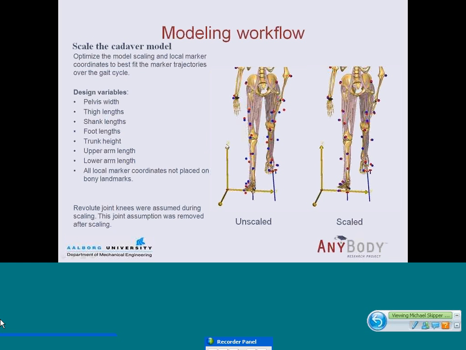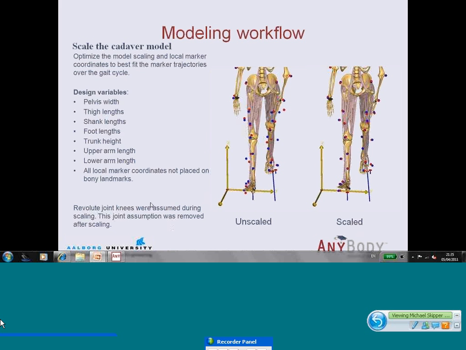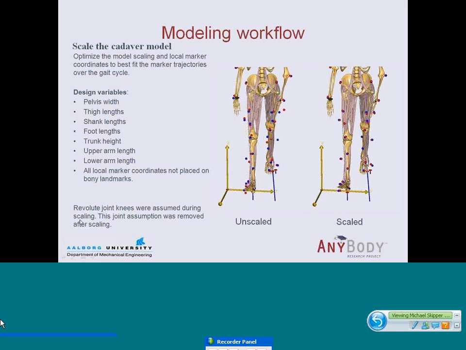During this scaling operation, I included the Revolute Joint Knee models, but it was only for getting the overall scaling of the model in place. As soon as I was done scaling, I was happy with that. I removed this Revolute Joint Knee assumption and built a more advanced one. The scaled model you can see over here on the right-hand side. The main thing to notice is the relatively small difference between the red and the blue markers, which are the model markers, and the markers that were measured in the data.